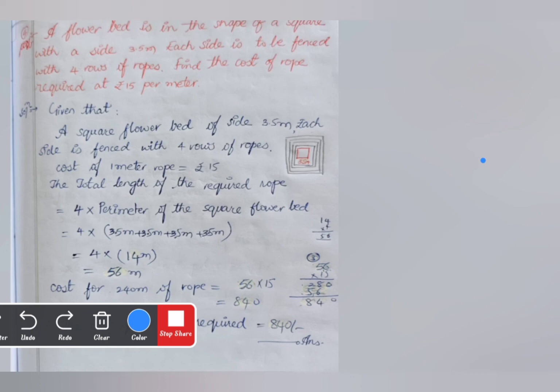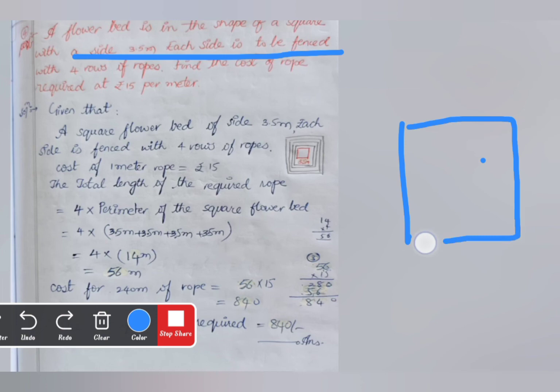A flower bed is in the shape of a square with a side 3.5 centimeter. एक फ्लावर बेड है जो स्क्वायर शेप में है और उसका एक साइड कितना है, मतलब हर एक साइड 3.5 सेंटीमीटर. Each side to be fenced with 4 rows.